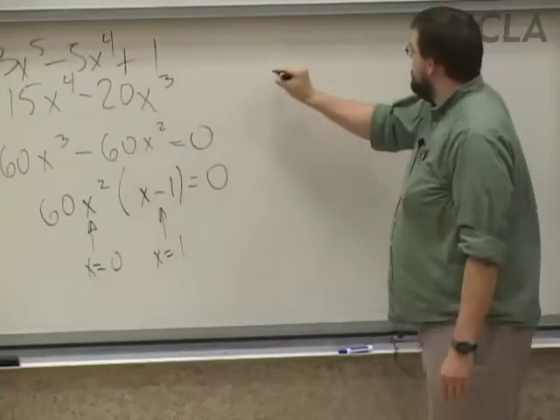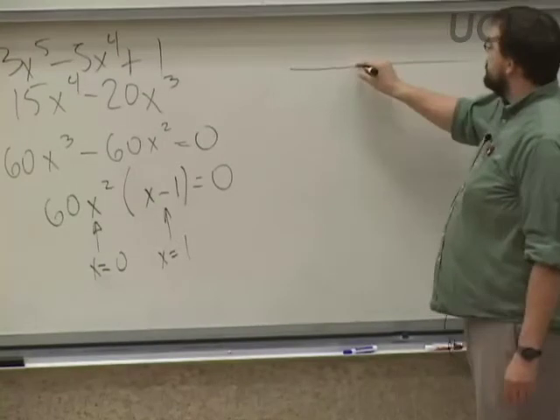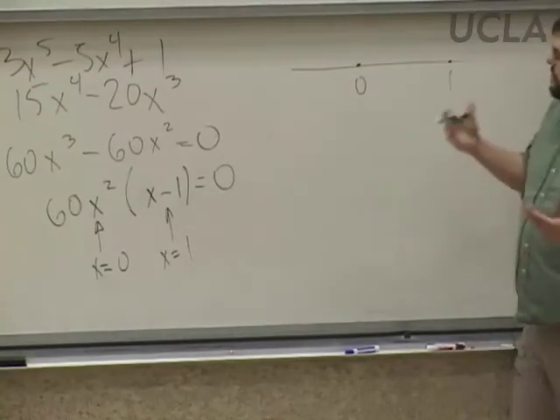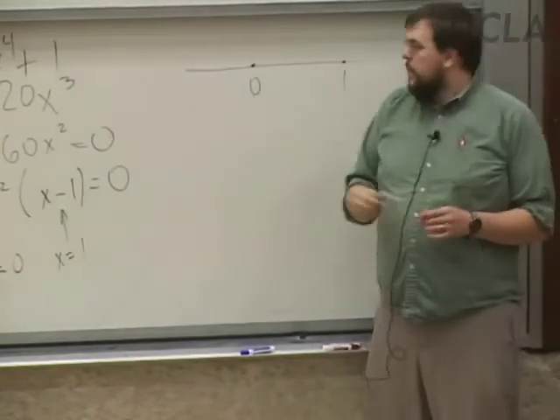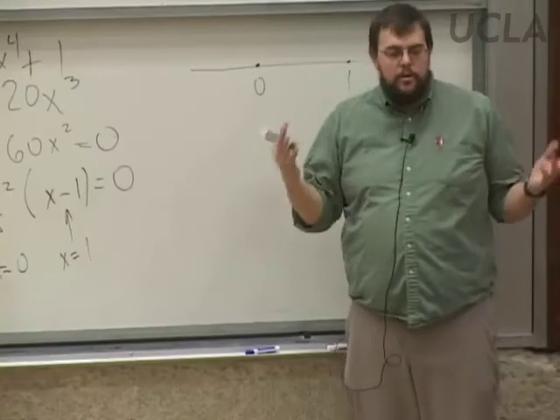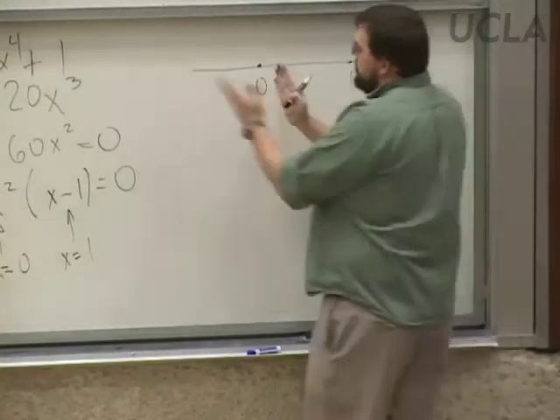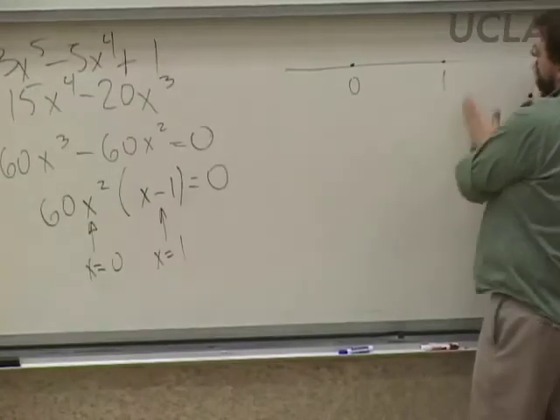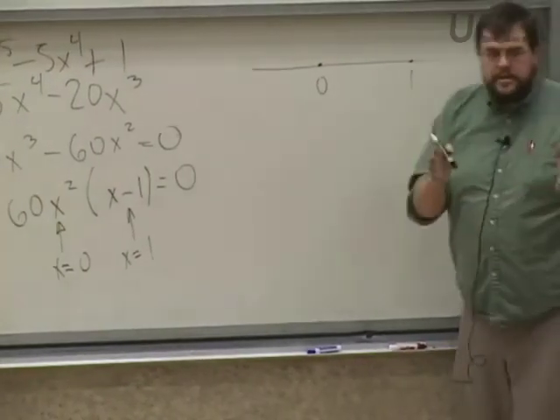Okay, so I can do the same thing as before, where I draw a line, I mark 0, I mark 1, and I just say what's happening to the left and right of 0, and to the left and right of 1. The same basic ideas hold. In other words, I just need to plug in one value less than 0, a value between 0 and 1, and a value bigger than 1, and see what's happening in each of those areas.